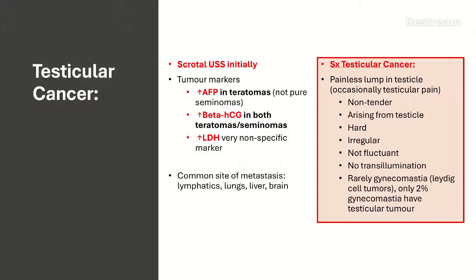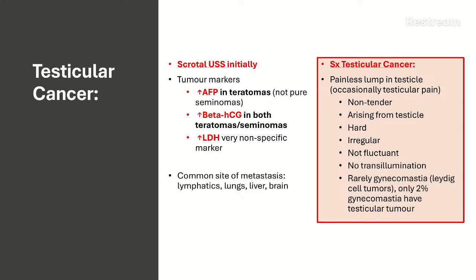Okay, testicular cancer. So we're going to do a scrotal ultrasound initially. That's the first line when we've got a testicular mass that we're not sure what the diagnosis is. Usually we also order tumour markers at the same time. So the main things we're looking at are AFP, beta-HCG and LDH. For the purpose of finals, I've tried to simplify it. So AFP in teratomas, beta-HCG in both teratomas and seminomas, and LDH is a very non-specific marker.